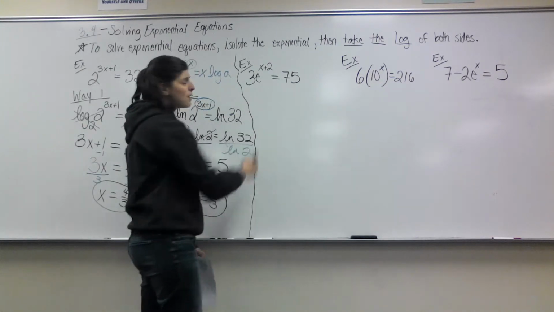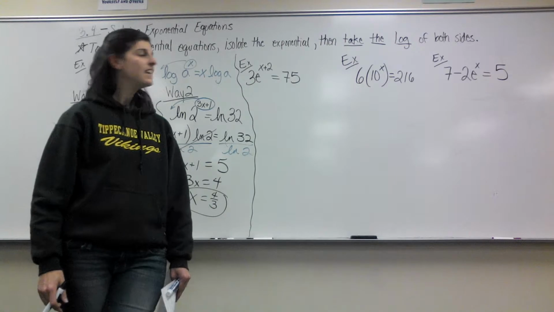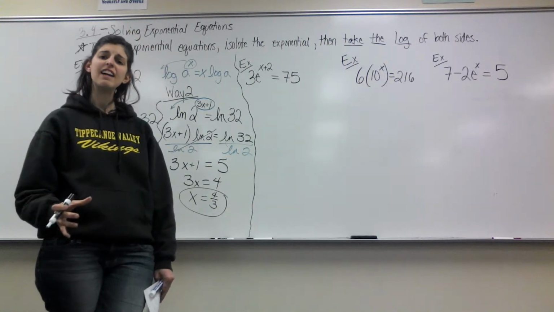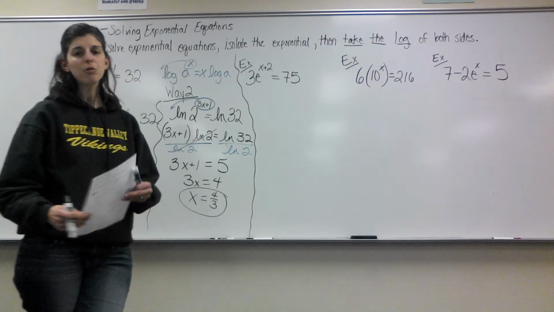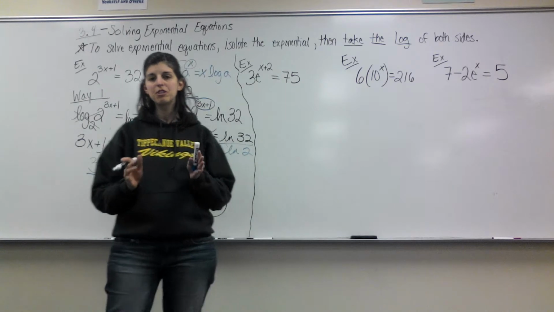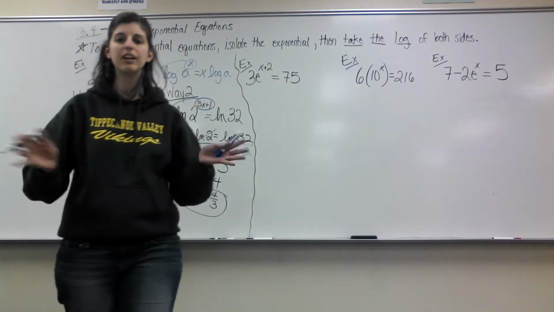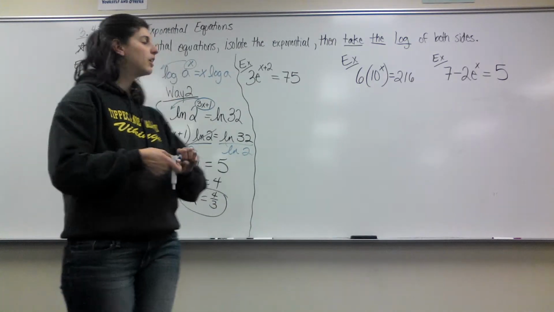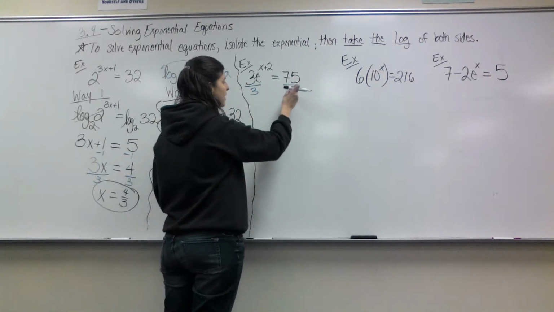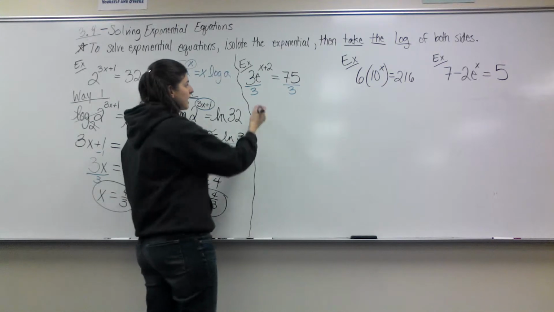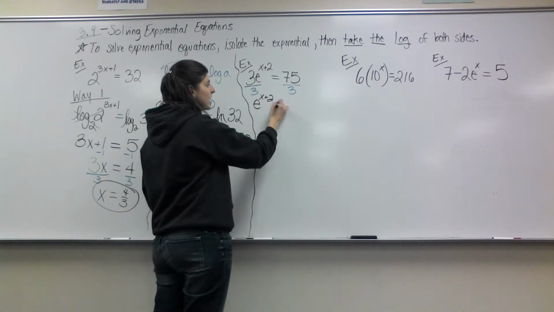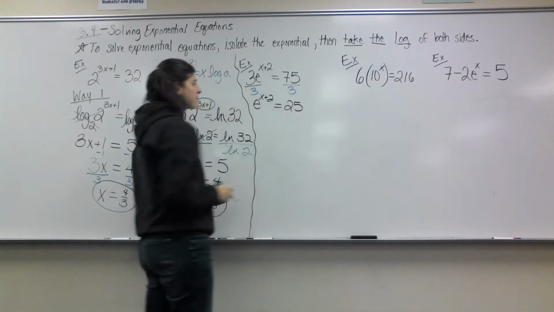Now on this problem, the problem is 3 times e to the x plus 2 equals 75. This time there's a 3 out in front. Anytime you have something outside of the exponential part of the problem, you want to get rid of it, if possible. So here we're going to start this problem by dividing both sides by 3. I'm going to cancel out the 3 and get e to the x plus 2 equals 25.